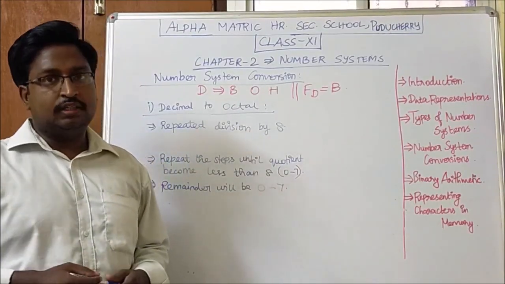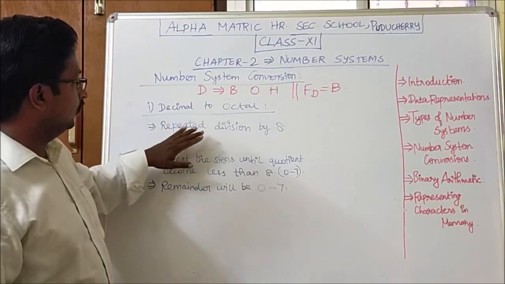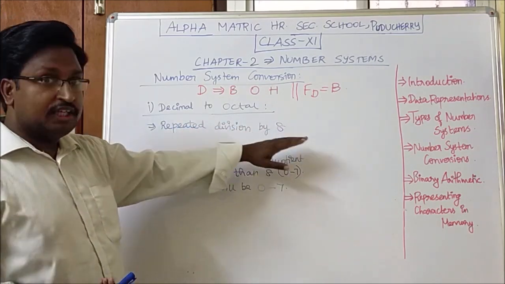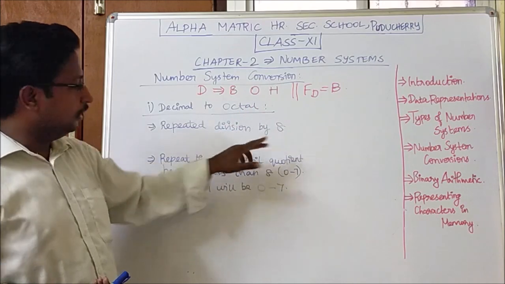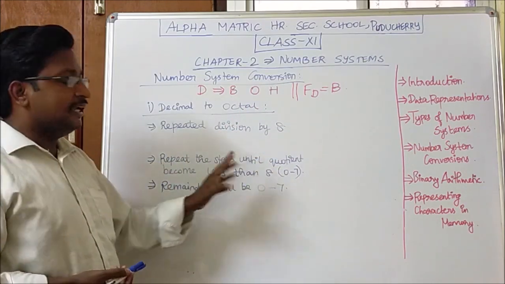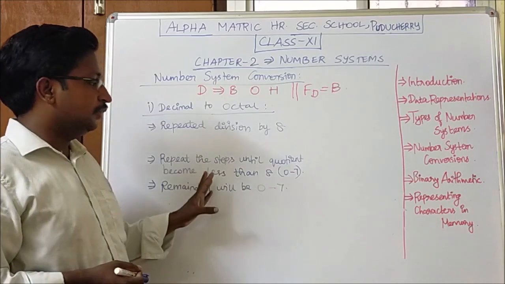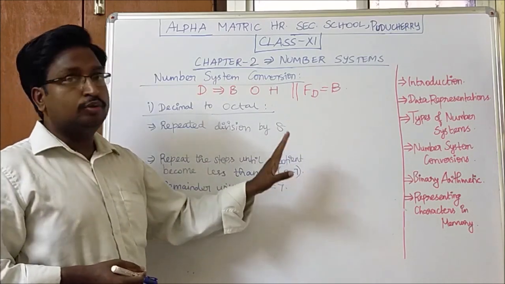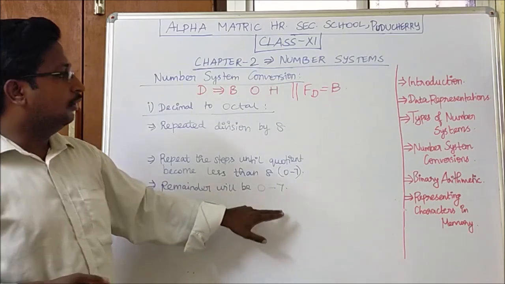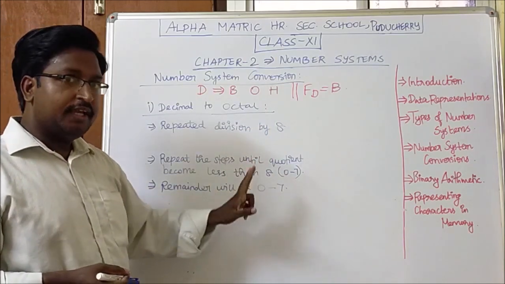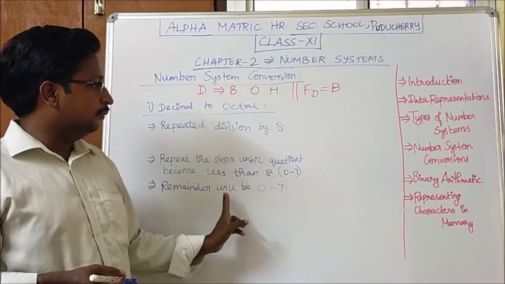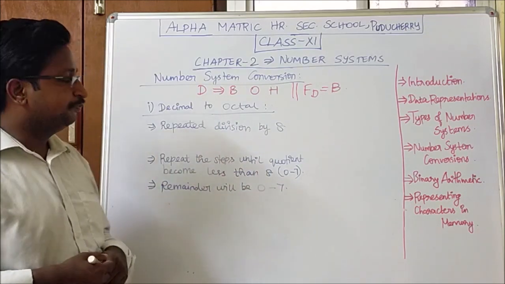Decimal to octal conversion. So the same steps, only slight changes are there. Repeated division by 8 because the octal radix is 8, and repeat the steps until the quotient becomes less than 8. That means the quotient must be from 0 to 7, that is less than 8, and the remainder will be 0 to 7 because the octal radix is 8 and the digits are 0 to 7. So the remainder will be 0 to 7.